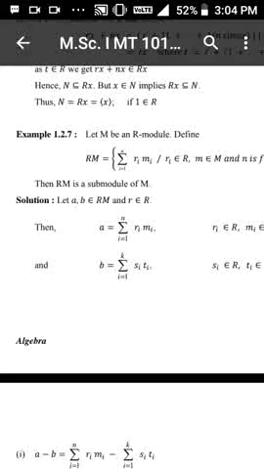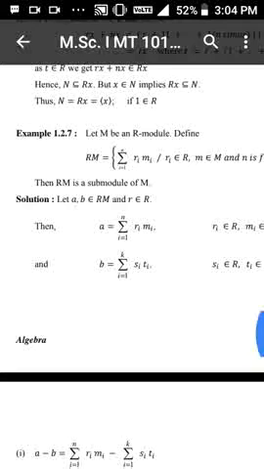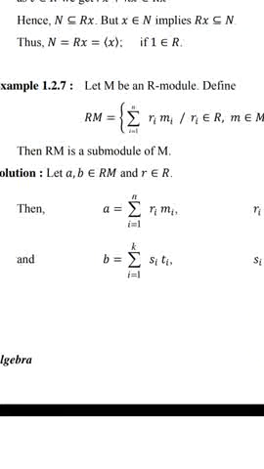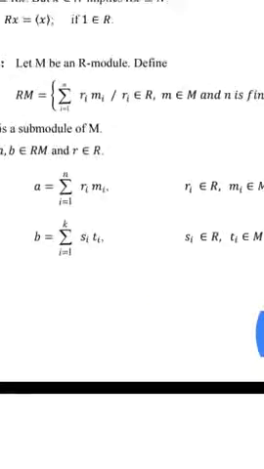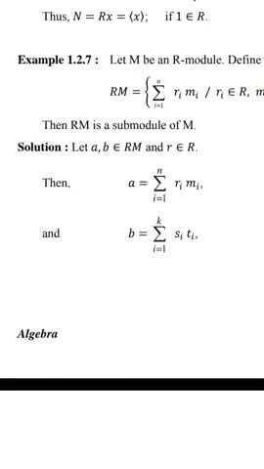Today I will discuss the examples on submodules. Let M be an R-module. Define Rm equal to the summation of Ri mi, i equal to 1 to n, such that Ri belongs to R, mi belongs to M, and n is finite. Then Rm is a submodule of M.